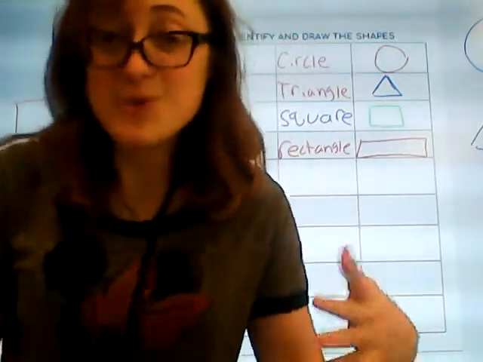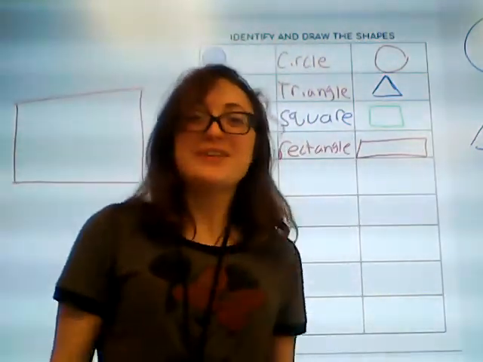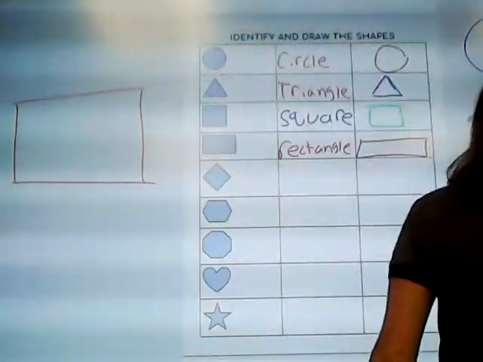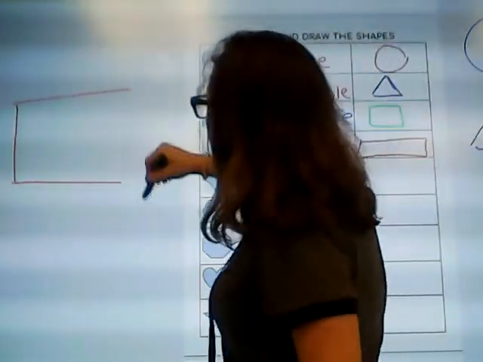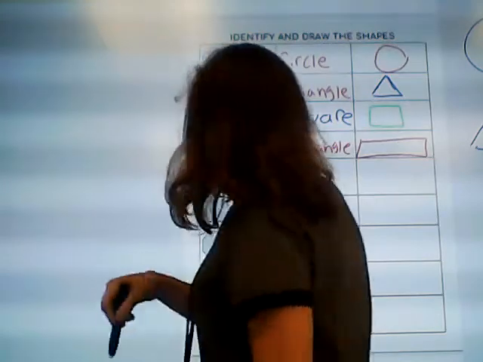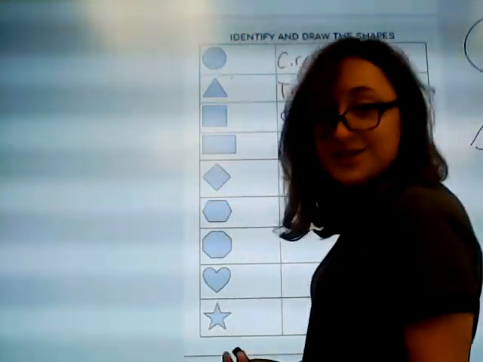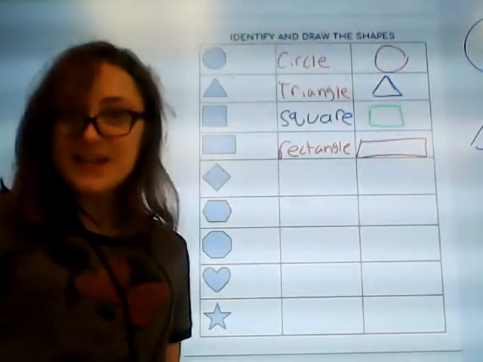Now we're going to move on to the fancy shapes. At least I think they're kind of fancy. Let me use my rectangle. Okay, so our first fancy shape is going to be a diamond.